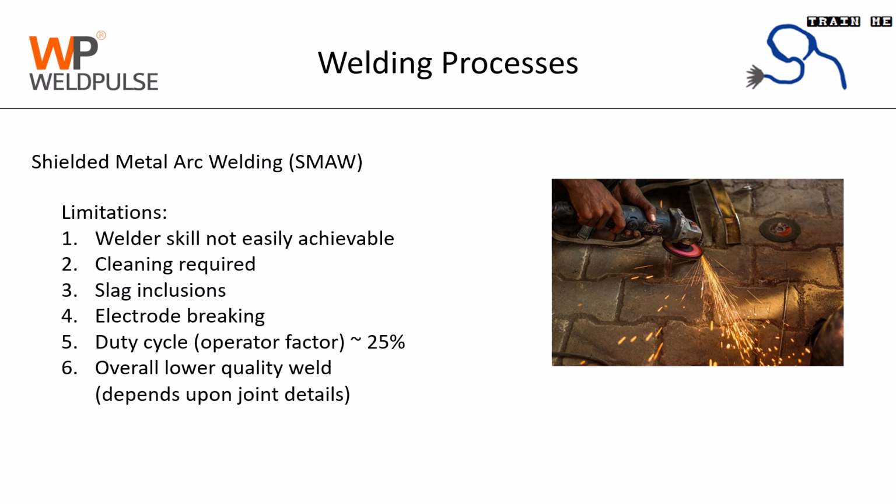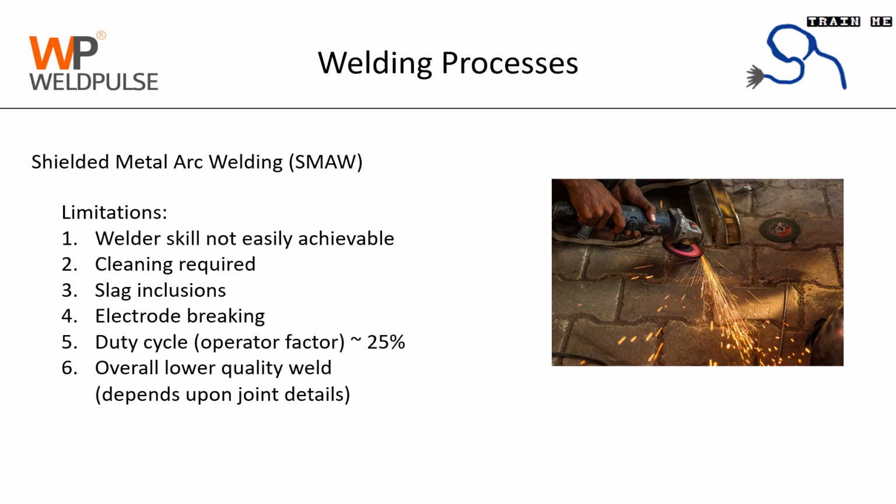Limitations of this process include the welder skill, which is not easily attainable. However, welders do start their welding career with this process and with training become masters. As this process uses a shielded or flux-coated electrode, it requires cleaning after every few passes. Cleaning, if not properly done with a wire brush or grinder, would result in slag inclusions.